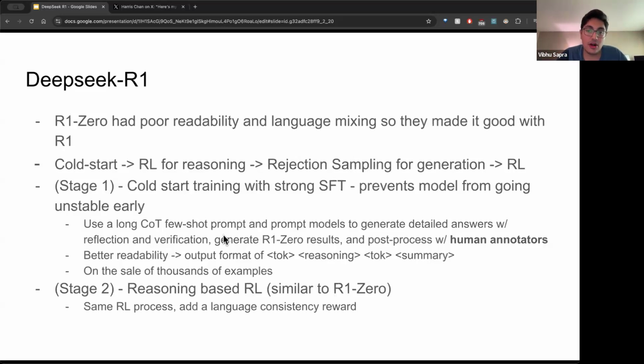Now, some of this is due to RL, but it's just an interesting note that more than 4 or 5 times in the paper, they mentioned how this thing struggles with language mixing. So that's kind of where R1-Zero had its issues.